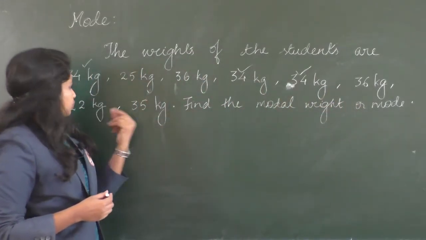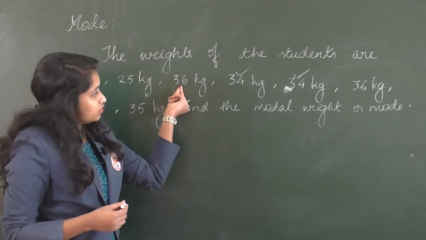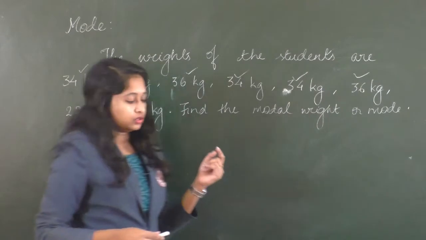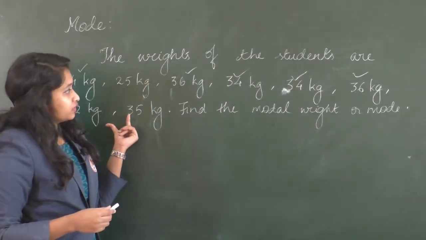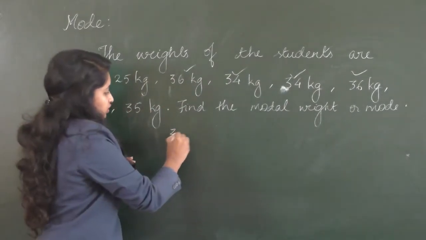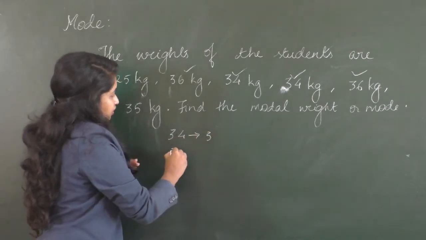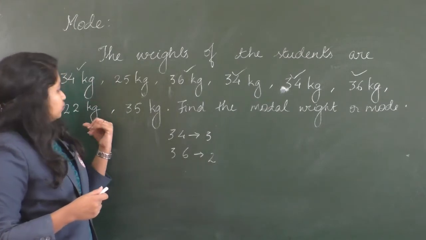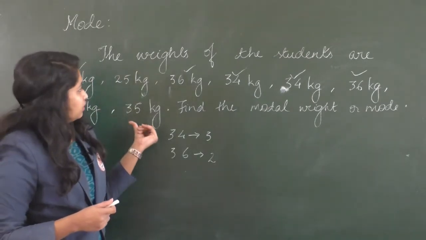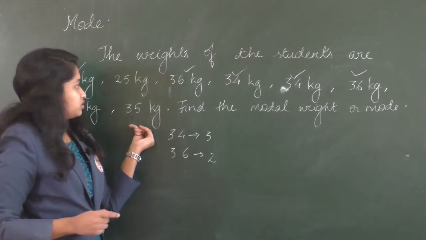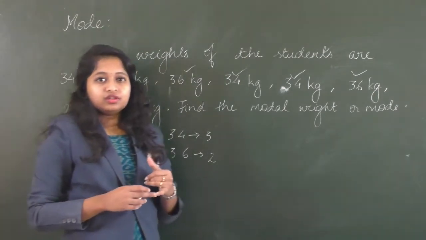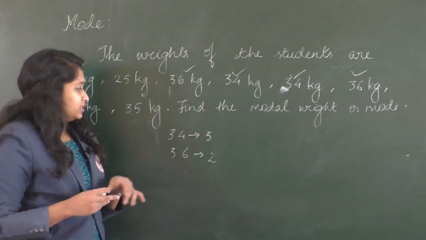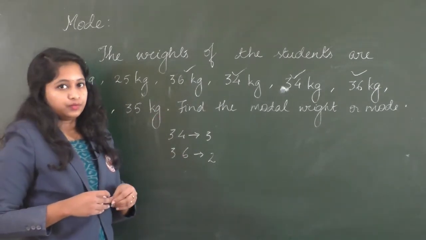there is no more 25, and 36, it occurs 2 times. So, 34 occurs 3 times and 36 2 times. Okay? And next we have 22 and 35, which occur only once. That means the mode of these observations, this given data, is 34 kg.